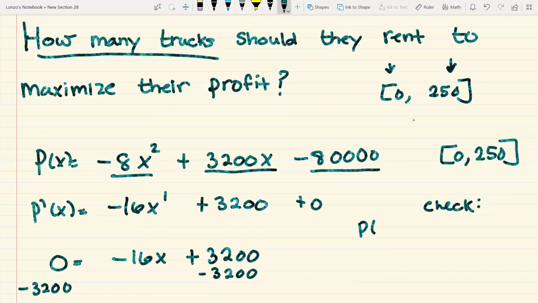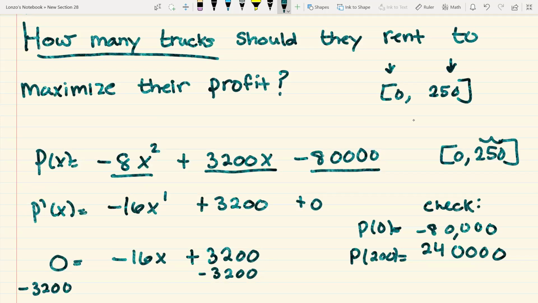So let's plug in 0 in just the regular profit function, not P prime. So when you do that, you get an output of negative 880,000. That's not good, right? You're giving a negative profit. So that's why 0 won't work. What if we plug in 200 in your regular profit function? You get an output of 24 and then 4 zeros.